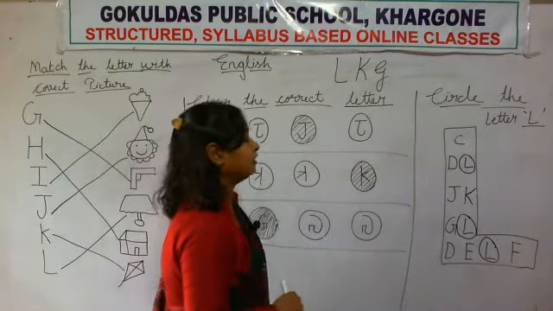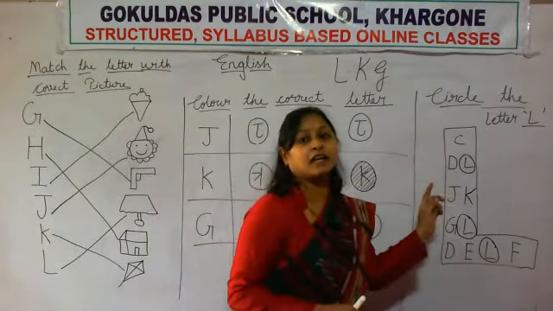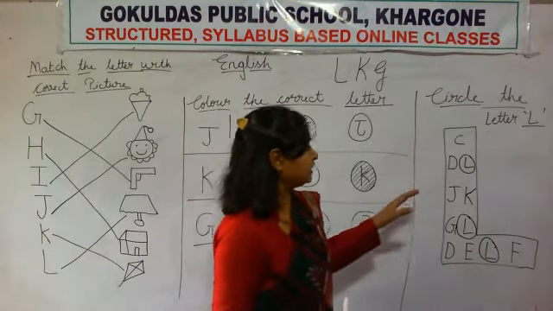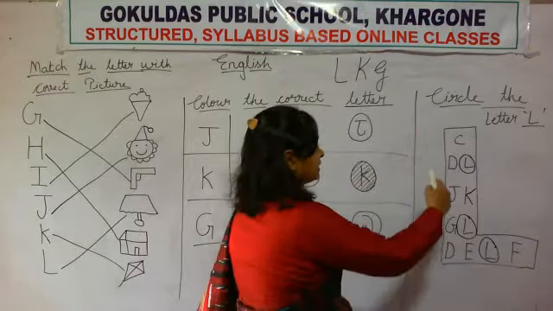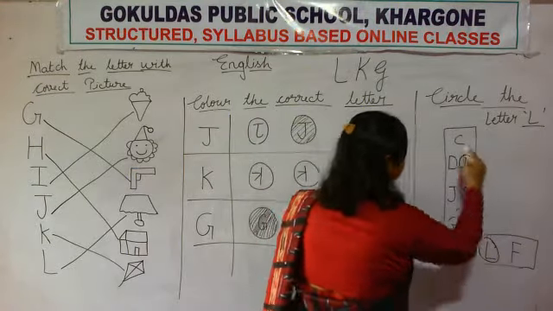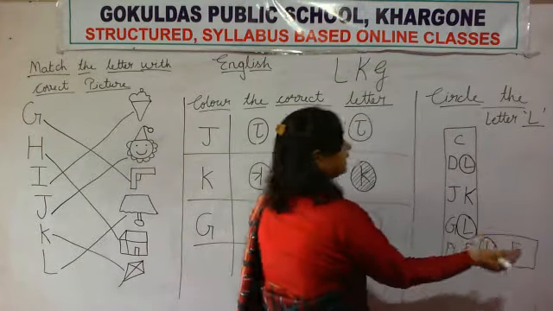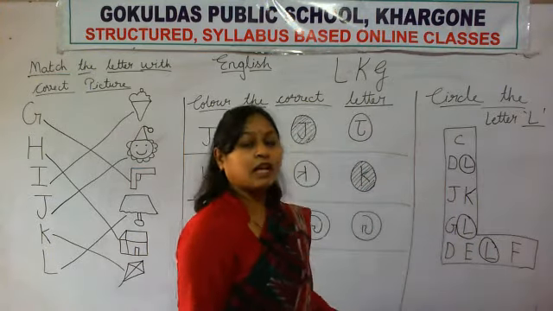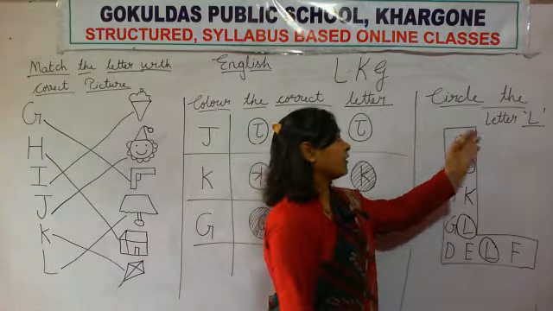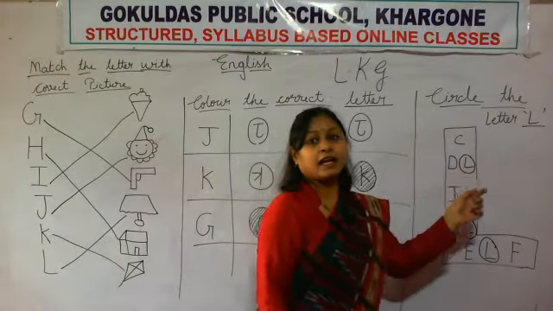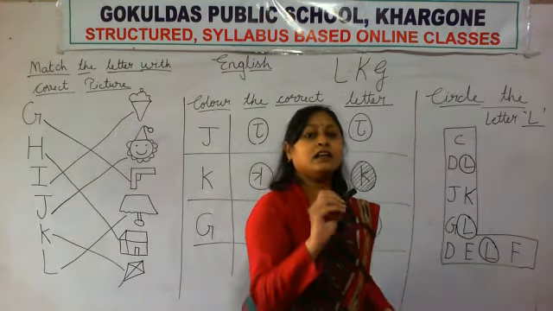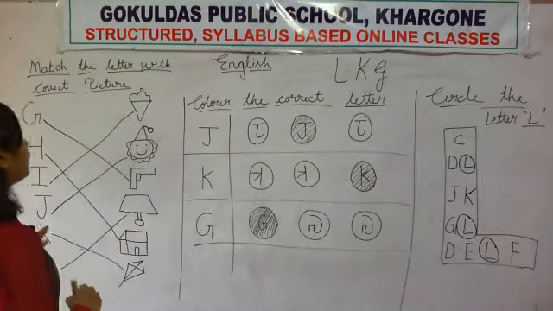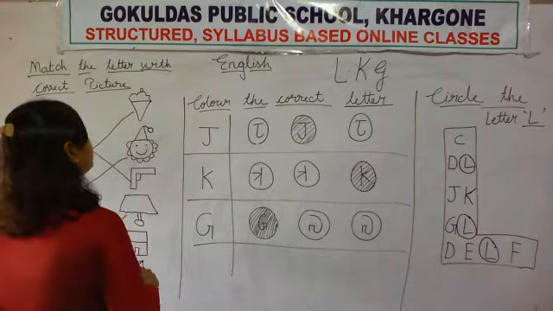What we have done? We have circled the letter L. This is L. Which letter is this? L. And in L also I have written letters. So we have to find letter L, and then we have to circle it. Okay.